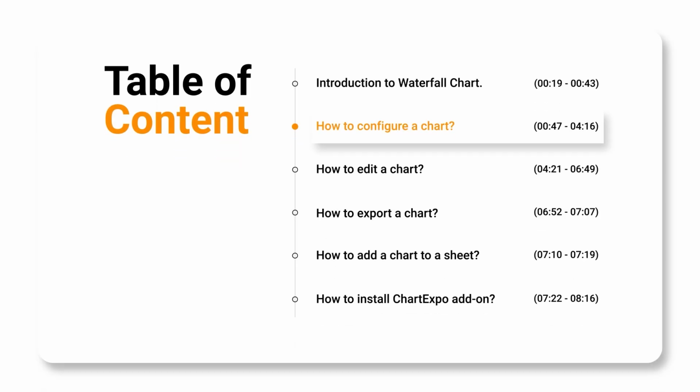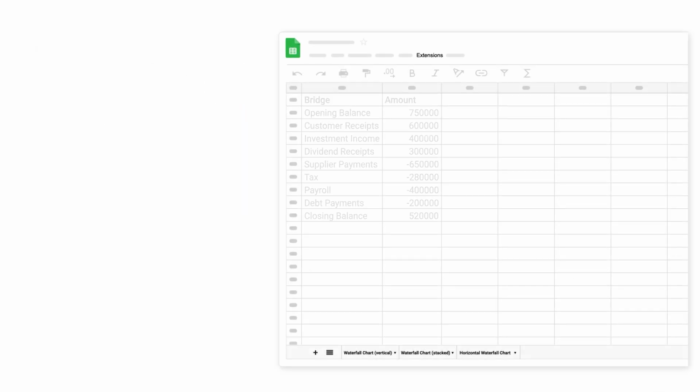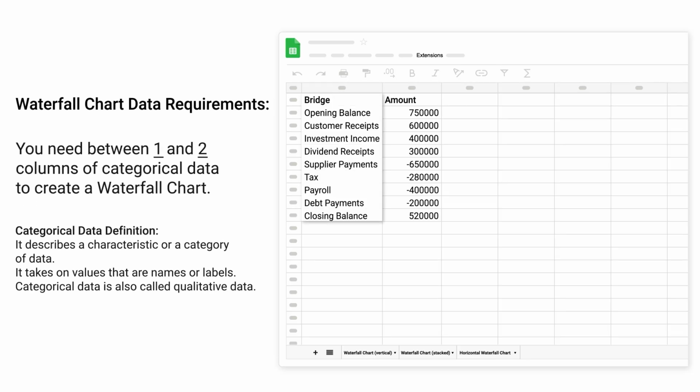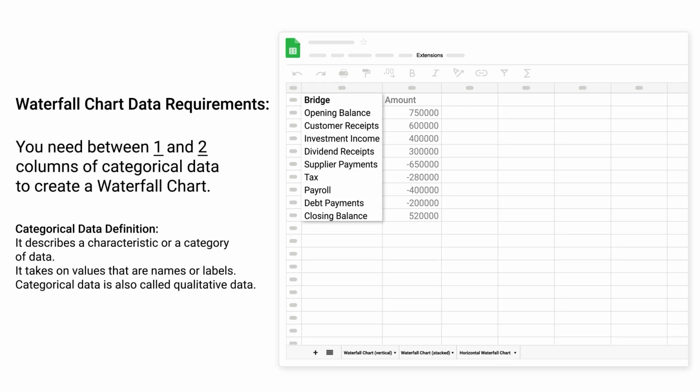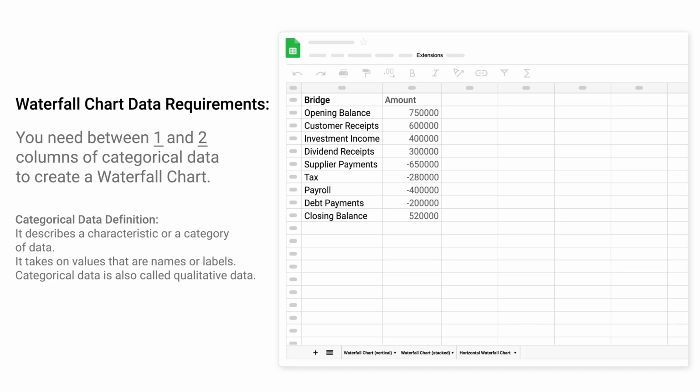How to configure a chart. Waterfall chart data requirements. You need between 1 and 2 columns of categorical data to create a waterfall chart. Categorical data definition: it describes a characteristic or a category of data. It takes on values that are names or labels. Categorical data is also called qualitative data.